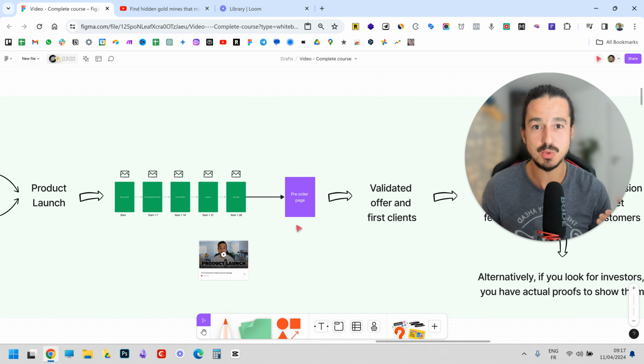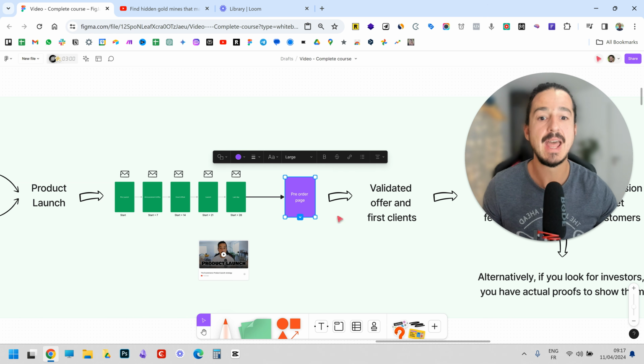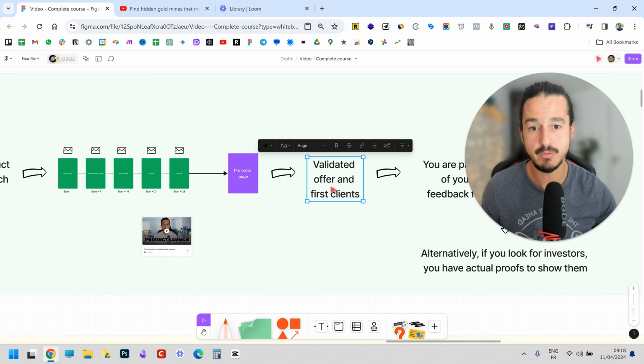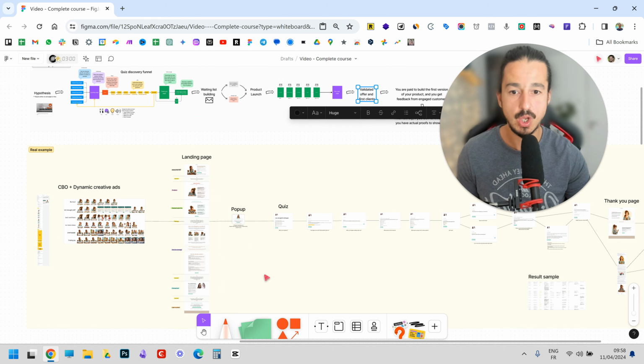Basically, those emails are made to get people from the stage where they barely know the product to the stage where they really want to buy it and they are excited about it. And then you have a pre-order page, whatever we call it. It's just you pre-sell your product before you even build it. Once you have done that, you validated your offer and you have your first client. Then you can start building it. But I'm also going to show you a real campaign that has been made with this method, so you can really understand deeply and create it for yourself and launch your product right away.